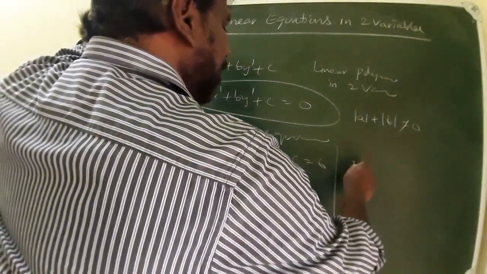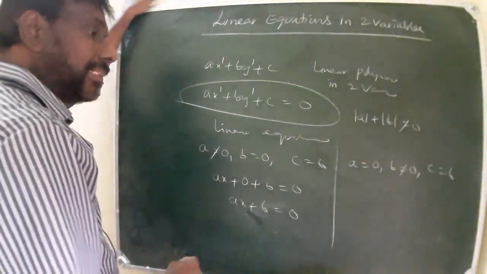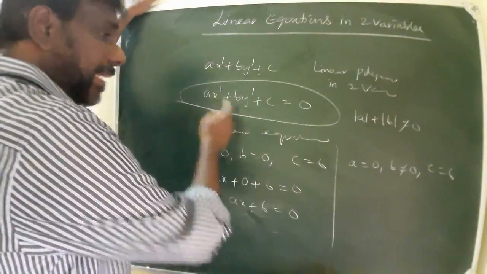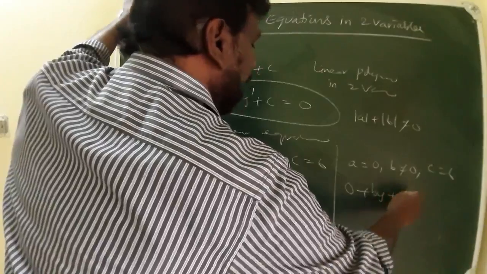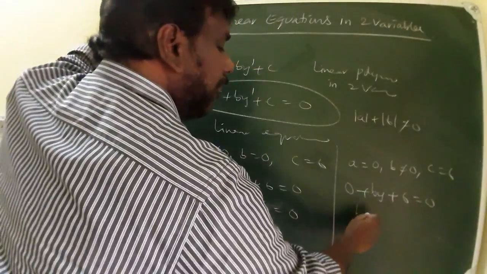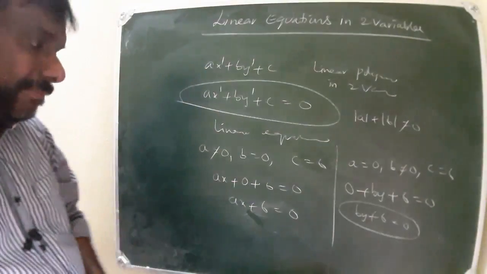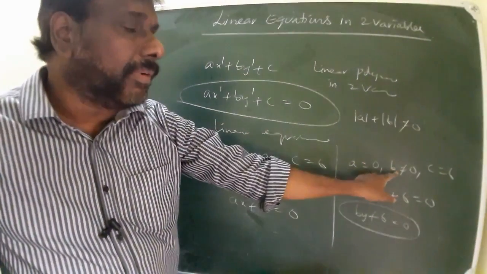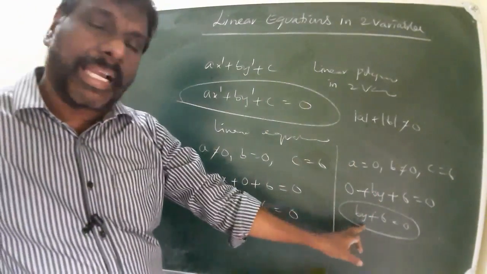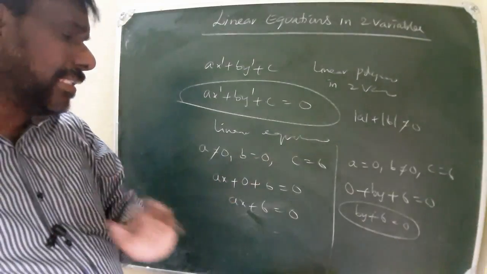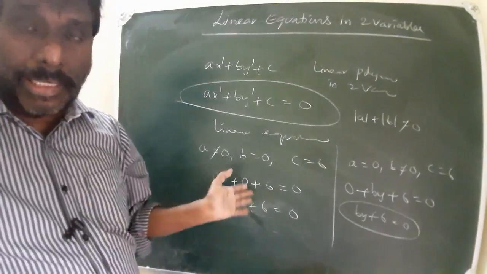In the second case, if you take a equal to 0, b not equal to 0, c equal to 6, then what happens? 0 into x is 0, b is not 0, so by plus c, that means by plus 6 equal to 0. Simplify these terms and you will get this one. This is also called a linear equation. Only here b is not equal to 0 and a is 0, and you get the linear equation. Here only b is taken as 0, and you get the linear equation. If both are taken as zeros, you won't get a linear equation.